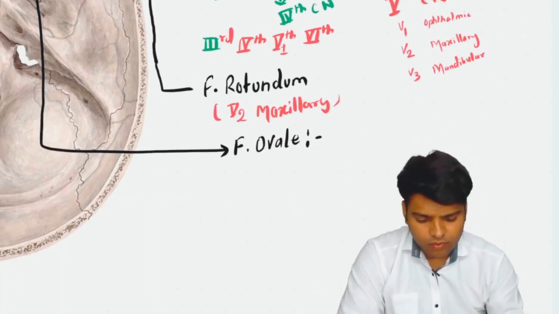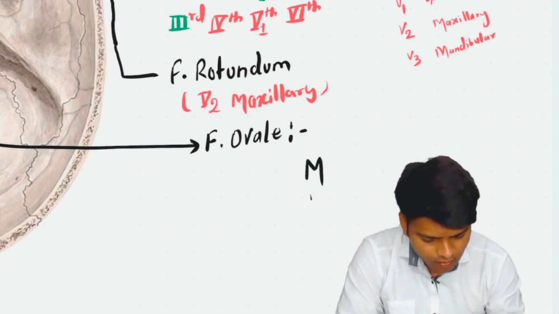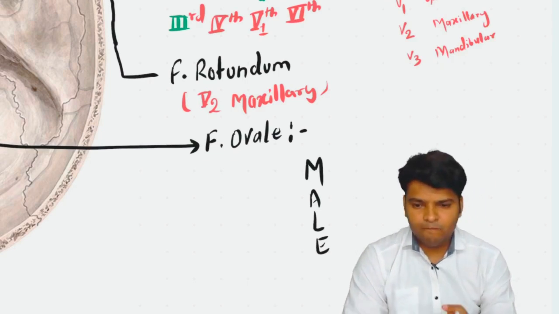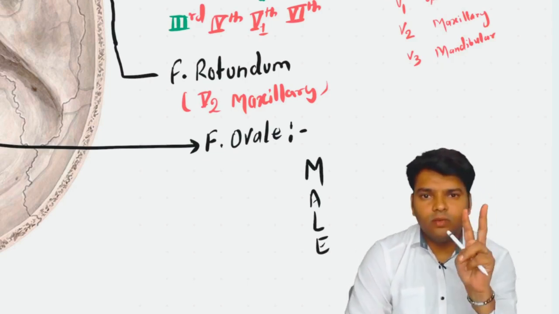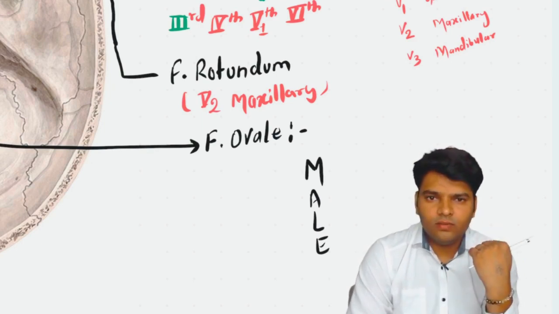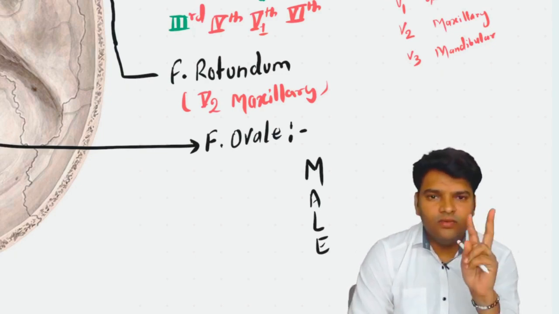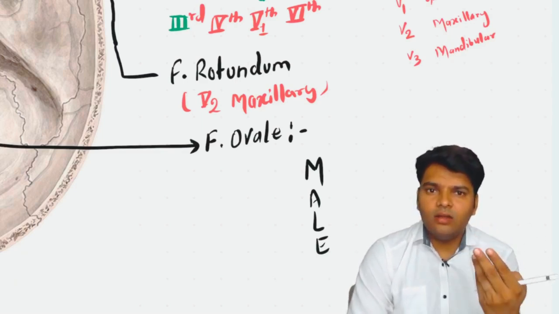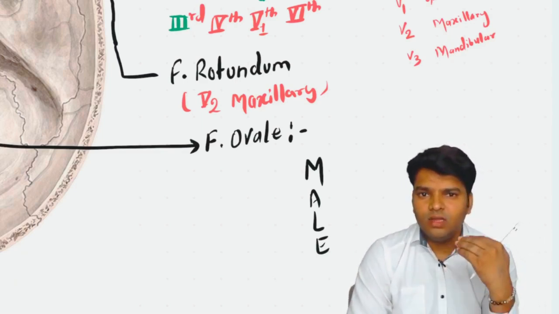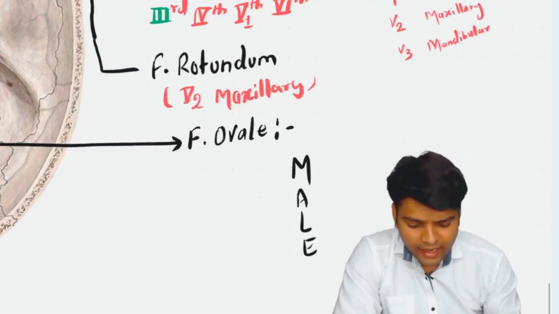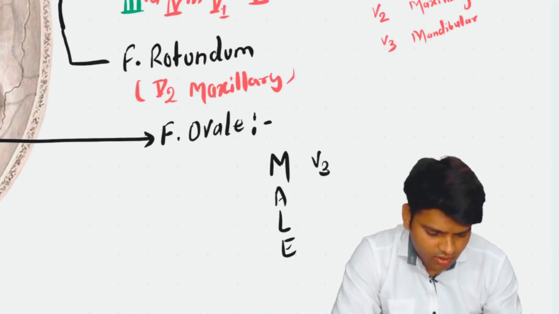So I'll tell you something. Ovale means male. This is the mnemonic to learn which structures pass through the foramen ovale. I have already told you about two branches of the trigeminal nerve: first, the ophthalmic nerve, which passes through the superior orbital fissure, and V2, the second branch, which passes through the foramen rotundum. The third branch of the trigeminal nerve, the mandibular branch, V3, passes through the foramen ovale.